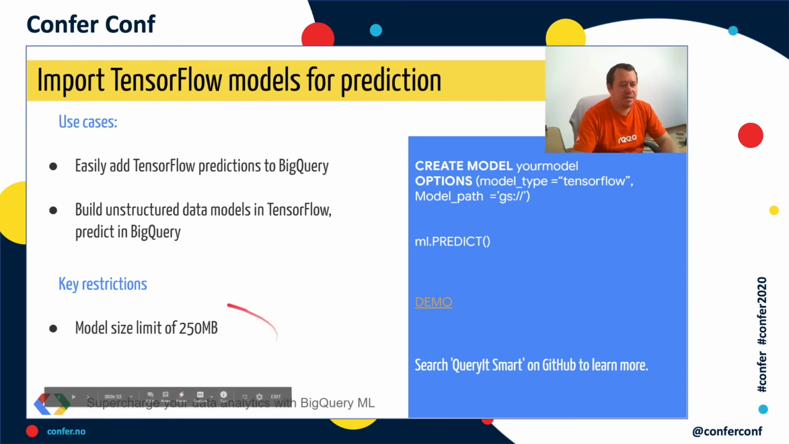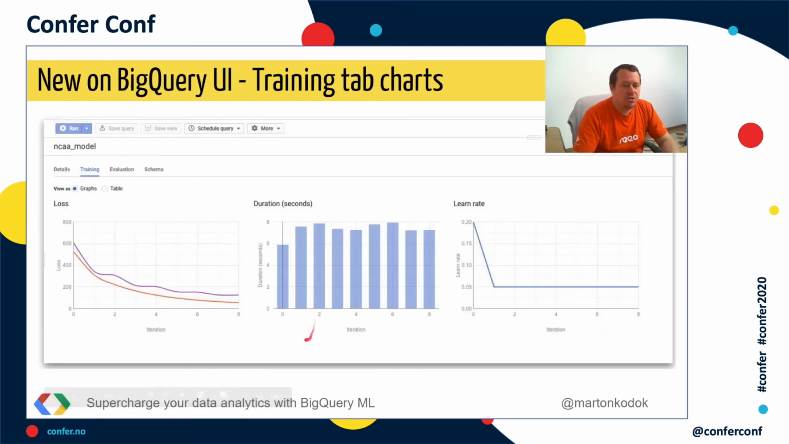The model size limit must be under 250 megabytes, but people don't realize that some TensorFlow models are a couple of kilobytes or even a couple of megabytes, so 250 is a decent limit for that. In order to build out version 2, version 3 of your models, in BigQuery you can create as many models as you want, because that's actually creating as many tables as you want for your situation.